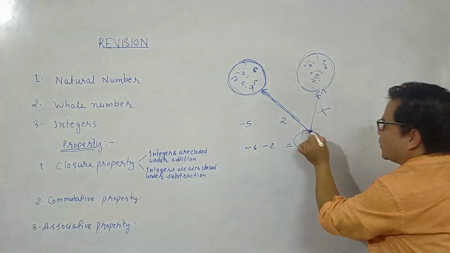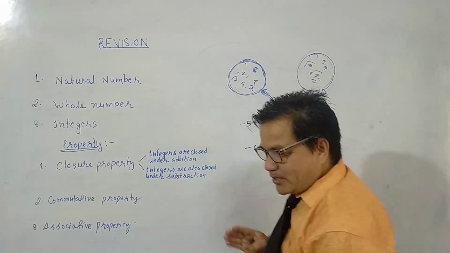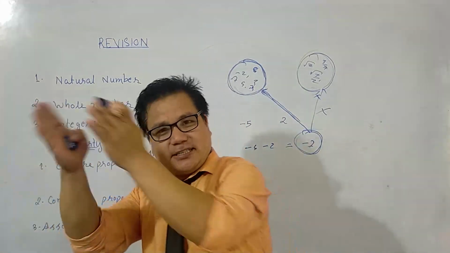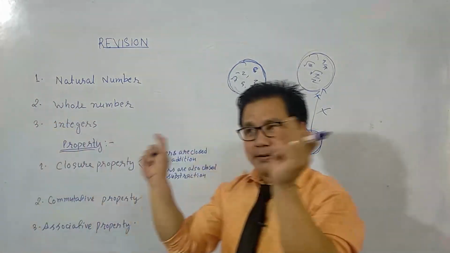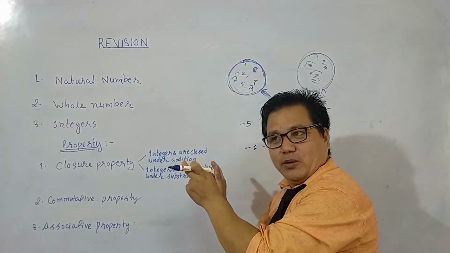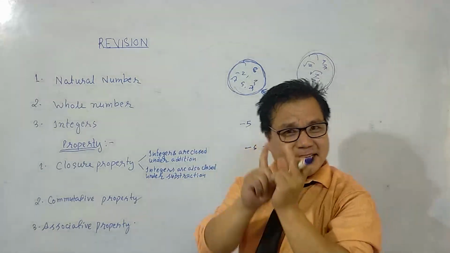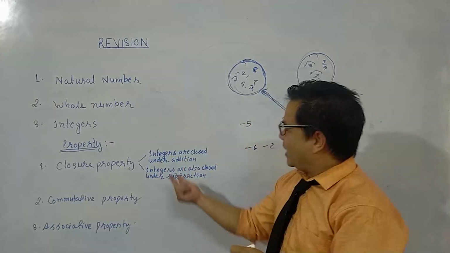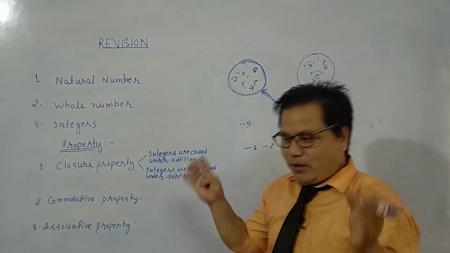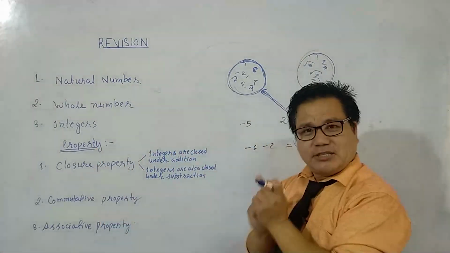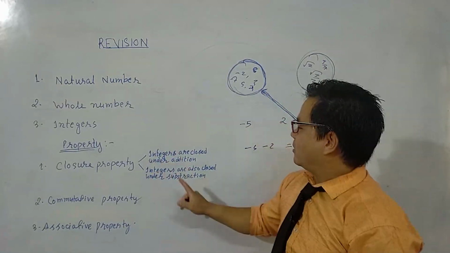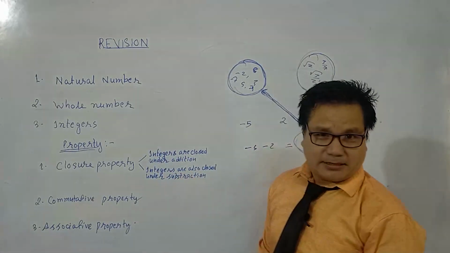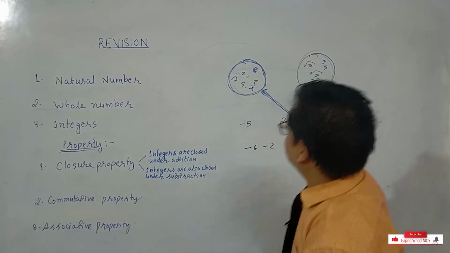So this is also an integer. When we subtract two integers, whether negative or positive, the difference will also be an integer, not a rational number. So integers are closed under subtraction. That's why integers are closed under subtraction. Got it? Okay, now next.